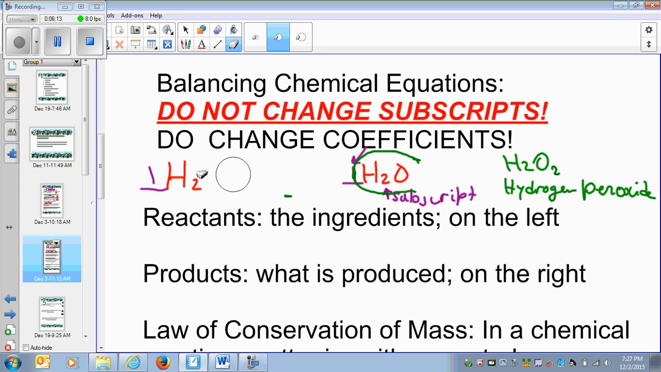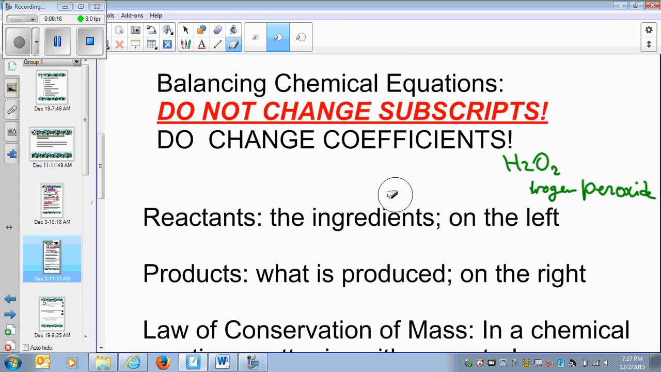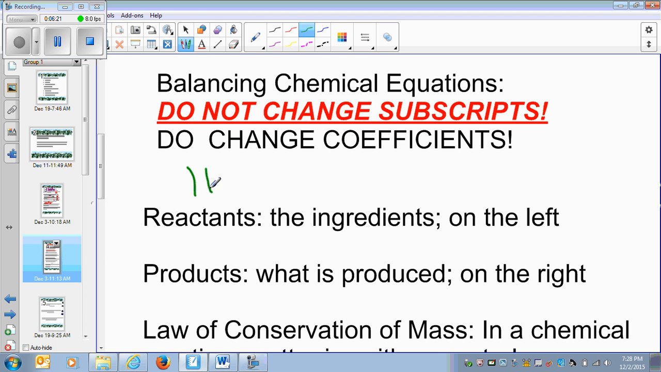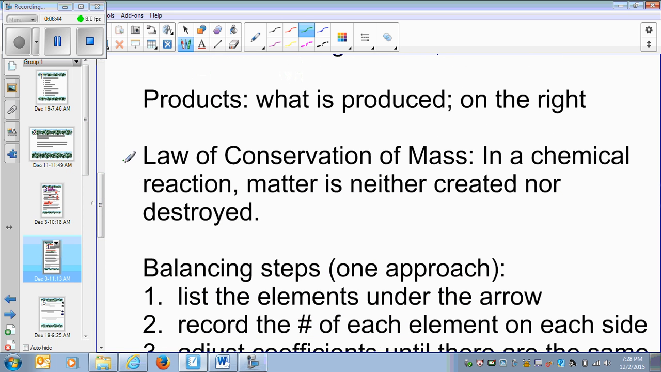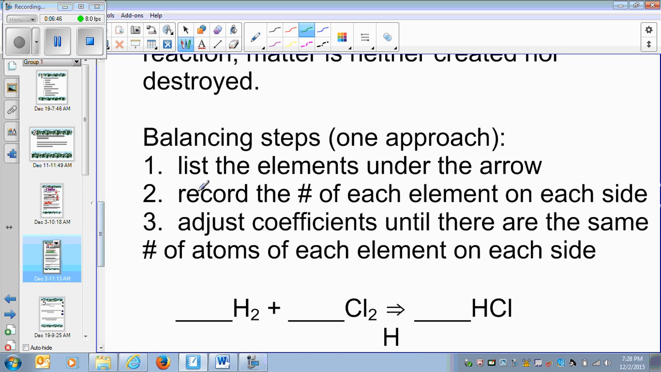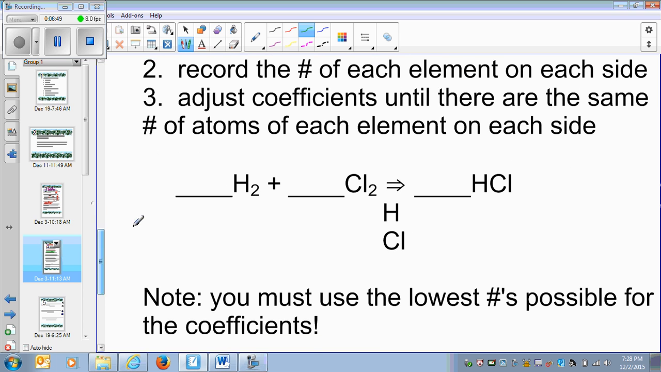I can change this number, the coefficient, to any number I like, as long as it's a whole number. H2 plus O2 is H2O. So I can change the number up in the front with any number. It has to be a whole number. And whatever the goal is, the total number of atoms on the reactant side is equal to the total number of atoms on the product side, which is the law of conservation of mass. There are different steps to balance the equation. The first step is that you have to count the number of atoms.